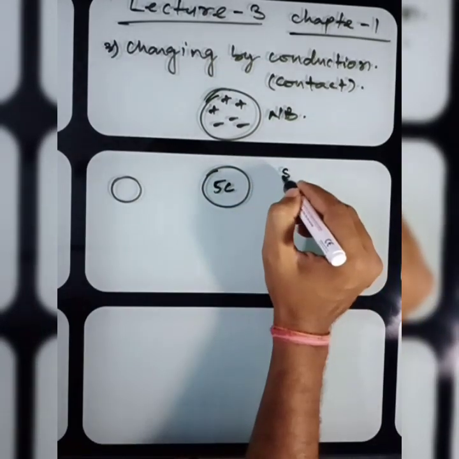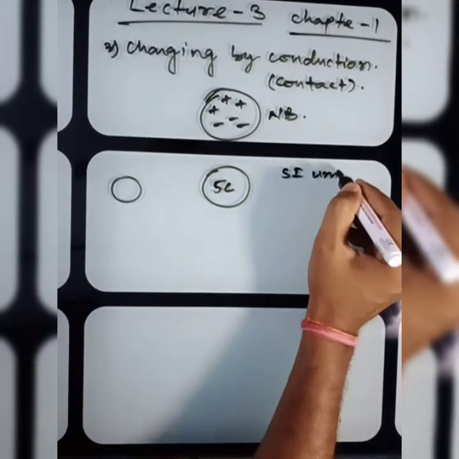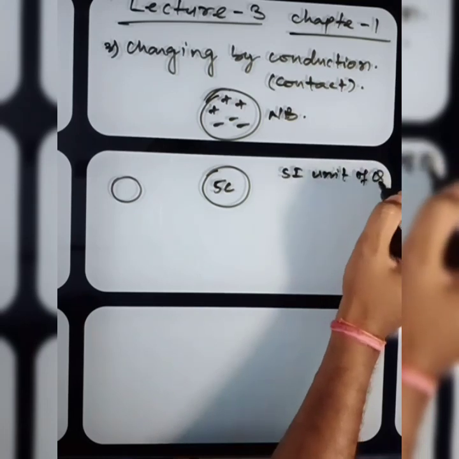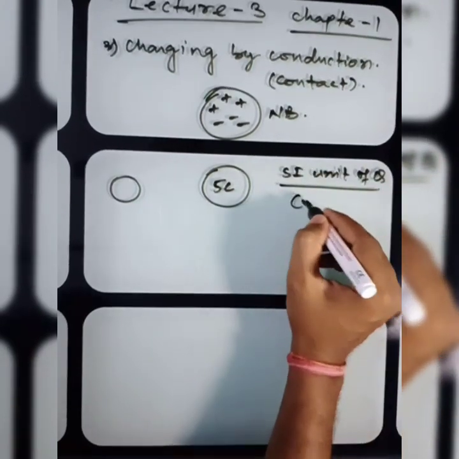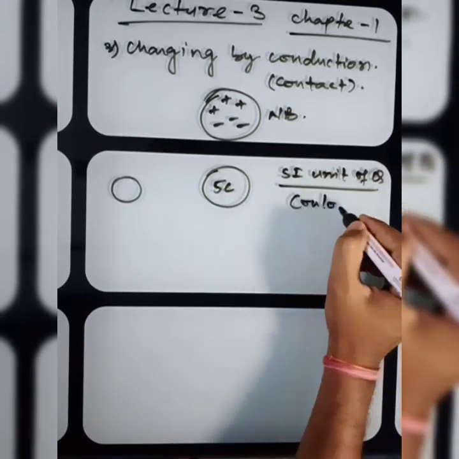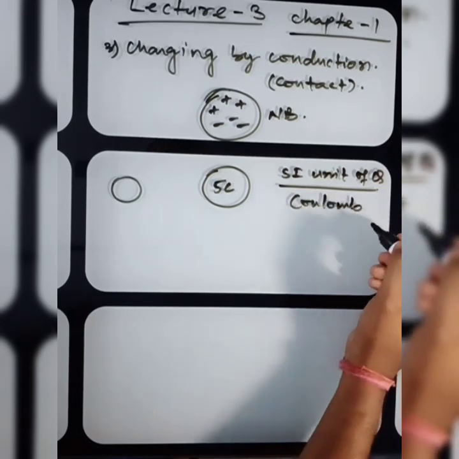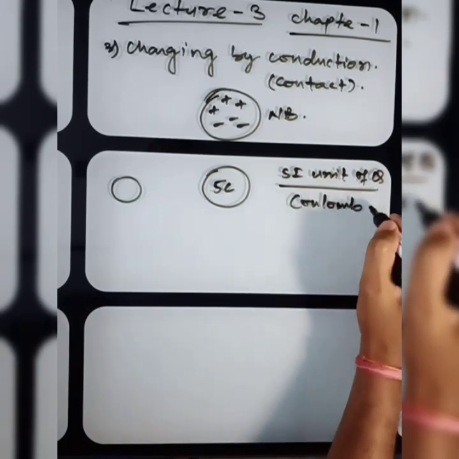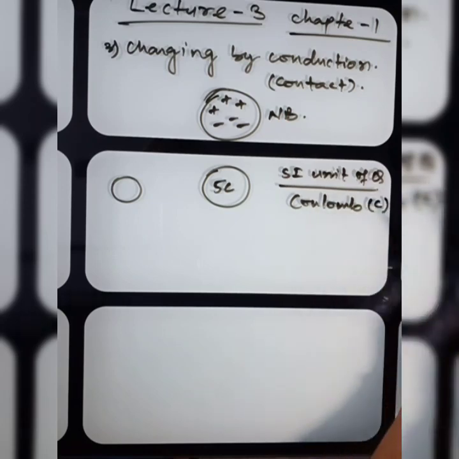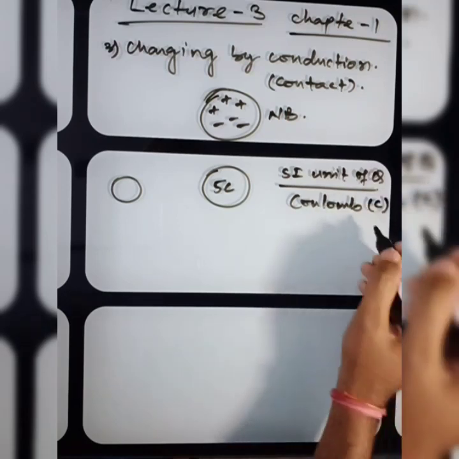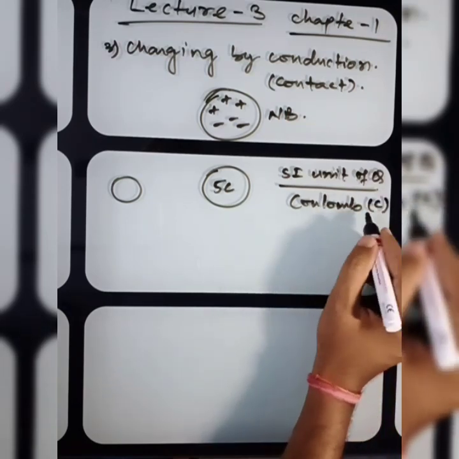This Coulomb is the SI unit of charge. In short, we write it with the capital letter C. Actually, this Coulomb is a very big unit of charge.